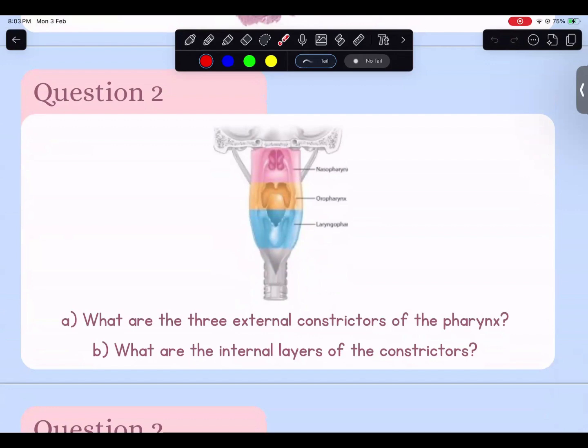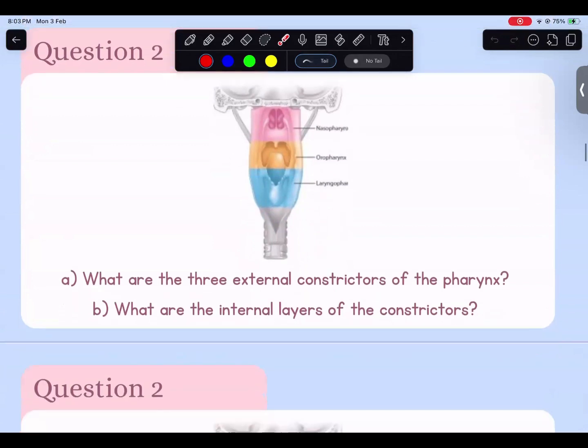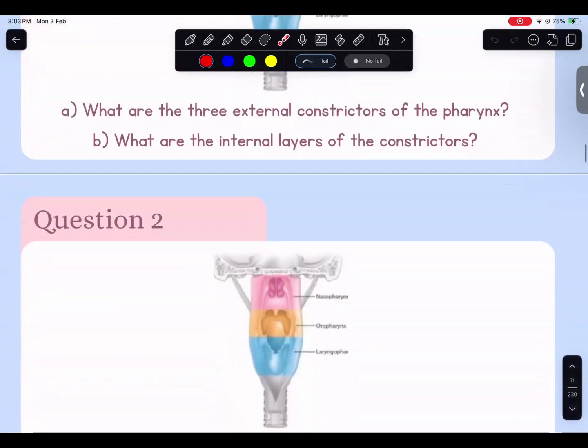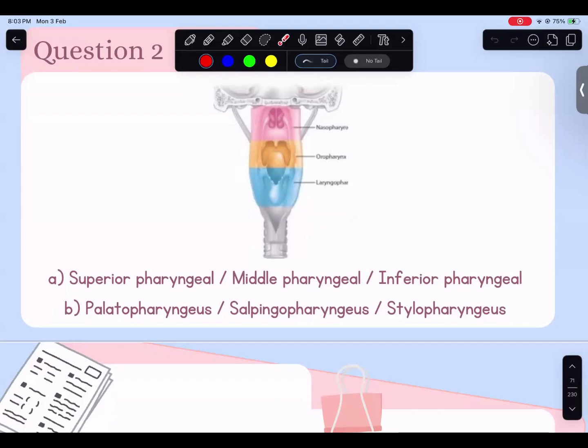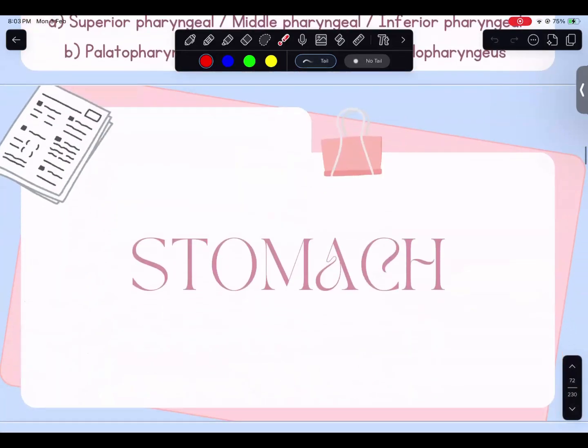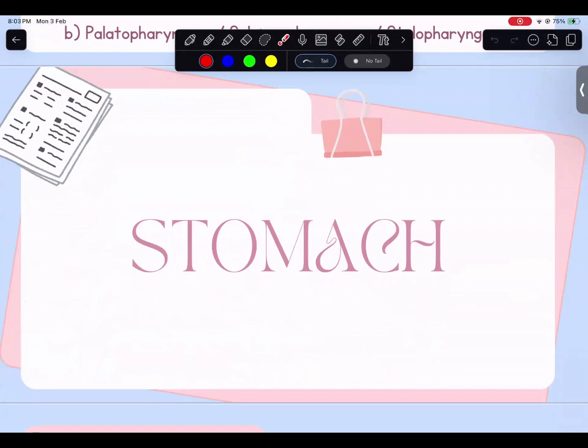Superior, inferior, and middle. Nice. For the internal layers or the muscles that we talked about, there's going to be your palatopharyngeus, your stylopharyngeus, and your salpingopharyngeus. Okay?